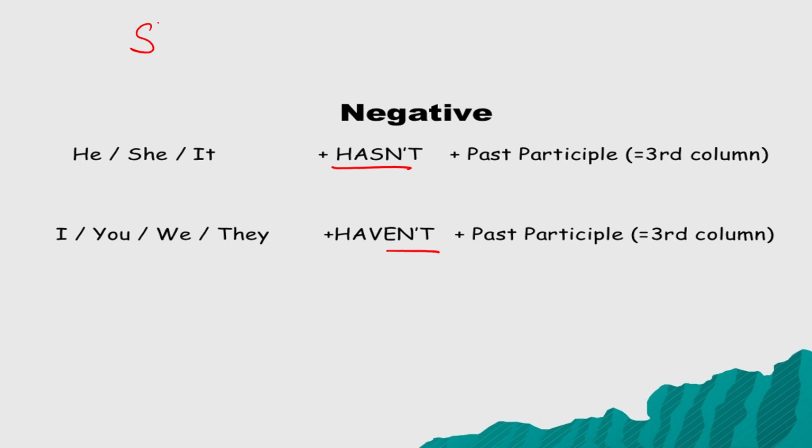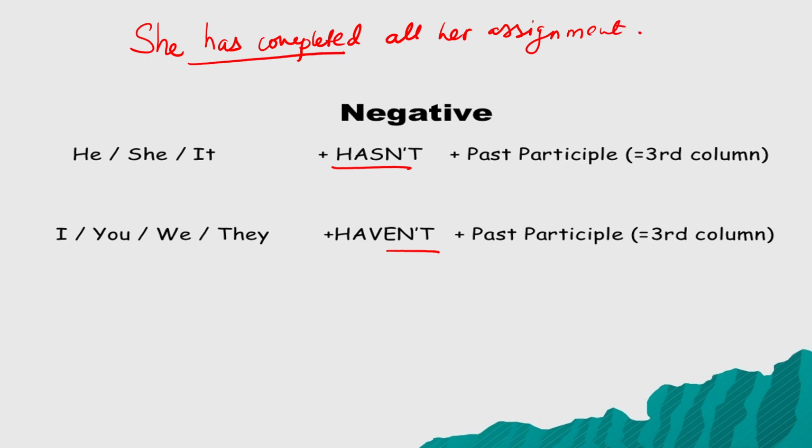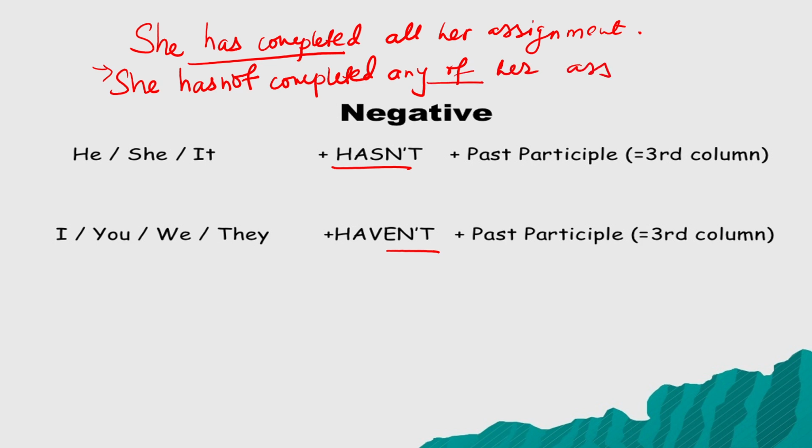Like if I write a sentence, she has completed all her assignment. Now see here, has plus verb 3. So it's in affirmative form. If we are asked to change it into negative, how can we change? We just need to add n't or not after it and we can change it into negative. She hasn't completed any of her assignment or all her assignment.